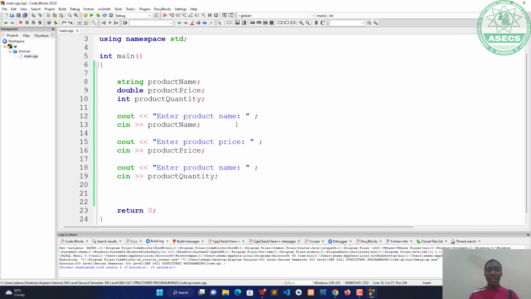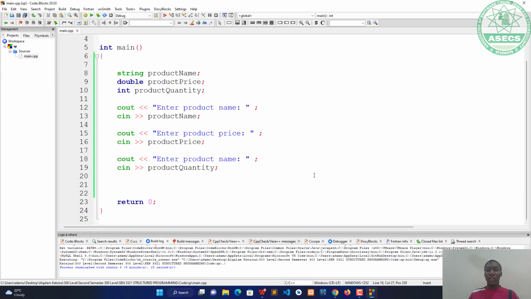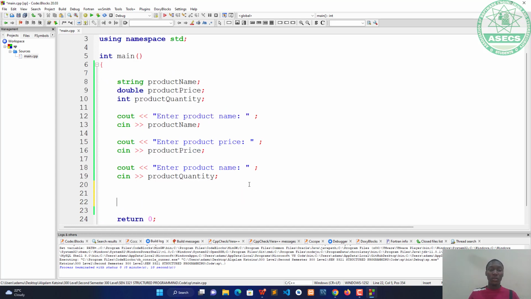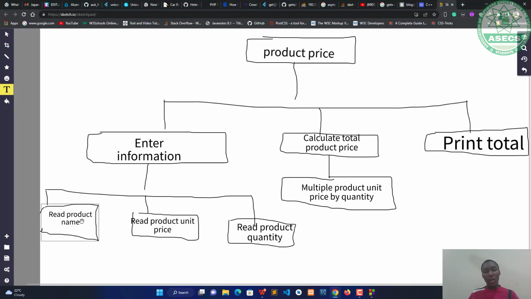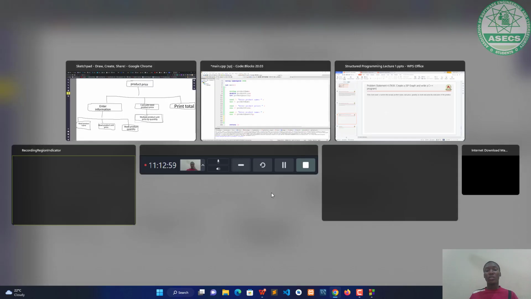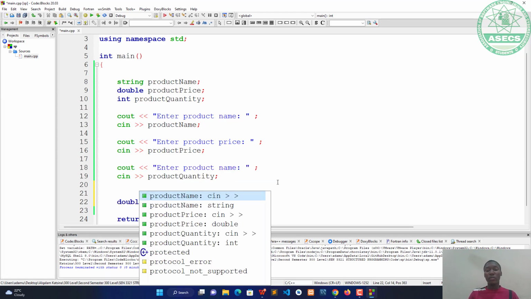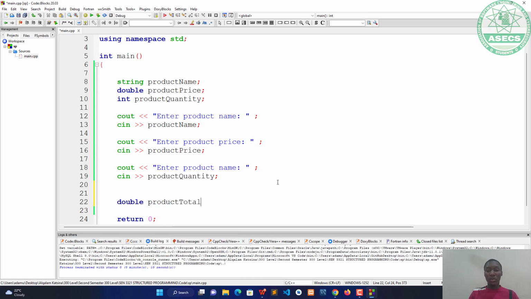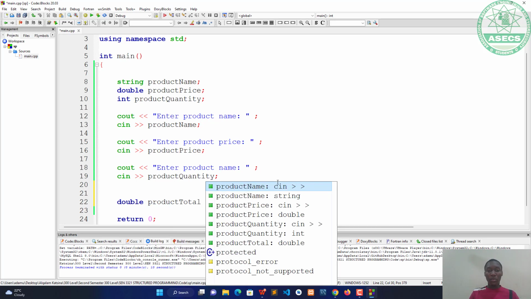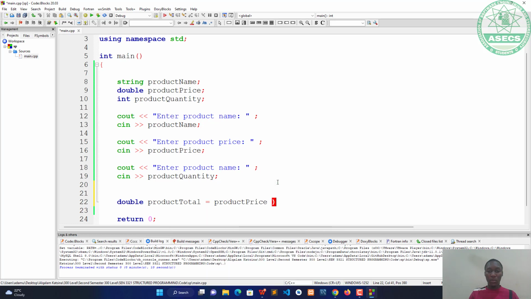But the issue is, this may not give a space. You will see what I mean. We will run it twice. So now the next thing is, we are done receiving the information, we are done reading the product name, unit price, and product quantity. Next is to calculate the product total price. As we said, we multiply product unit price by quantity. So I can just create another variable, an int or a double. Product total equals what? Product price times product quantity.